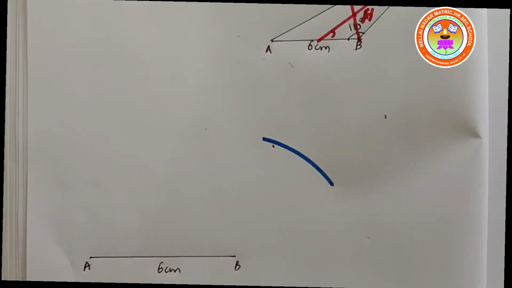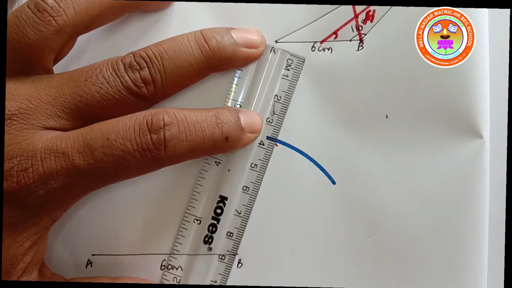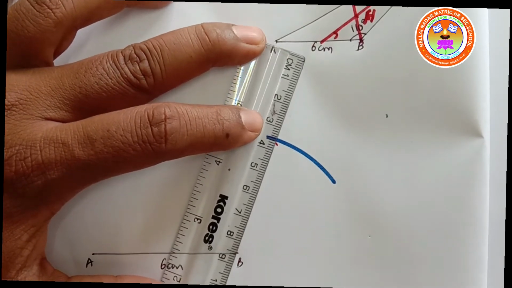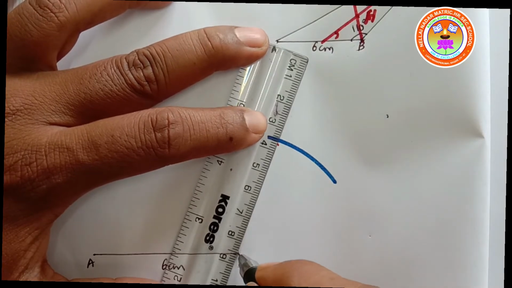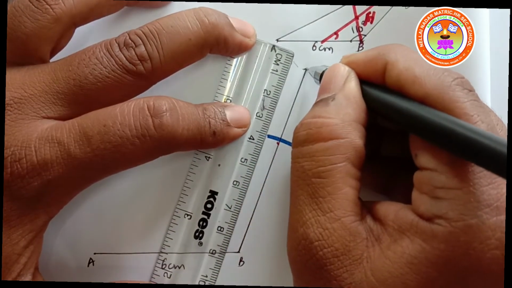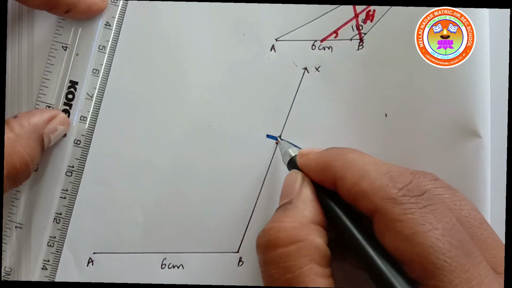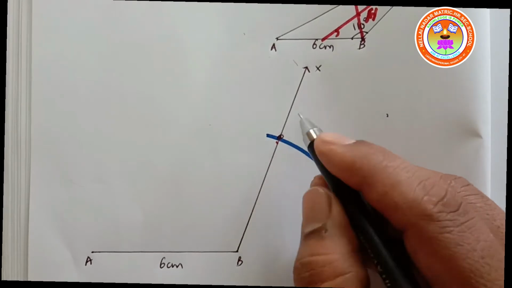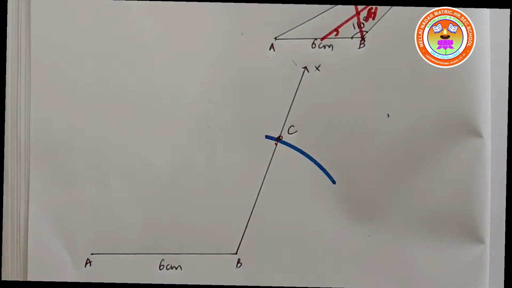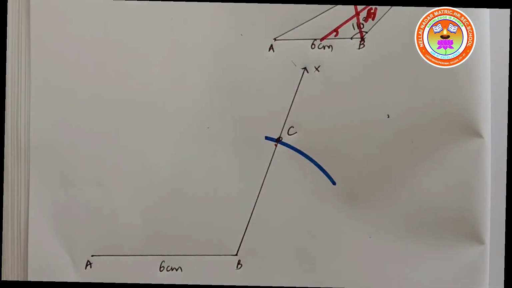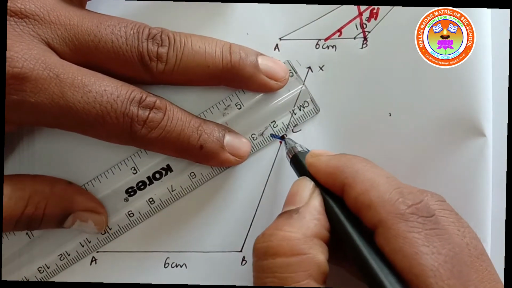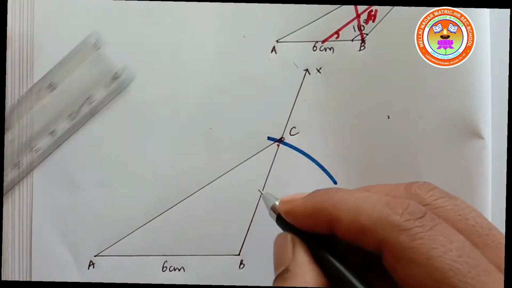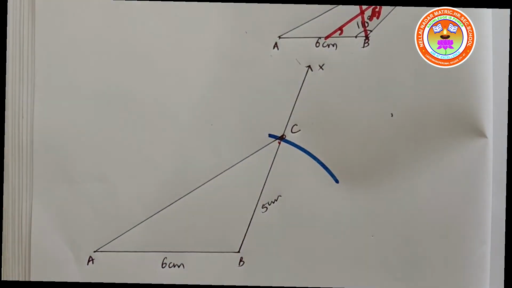Make a dot and draw a line. That line you consider as X. Consider this point as X, and this point is on the arc, a curve intersect at a point C. Now join AC, join AC. BC is 5 centimeter. It's clear, children?